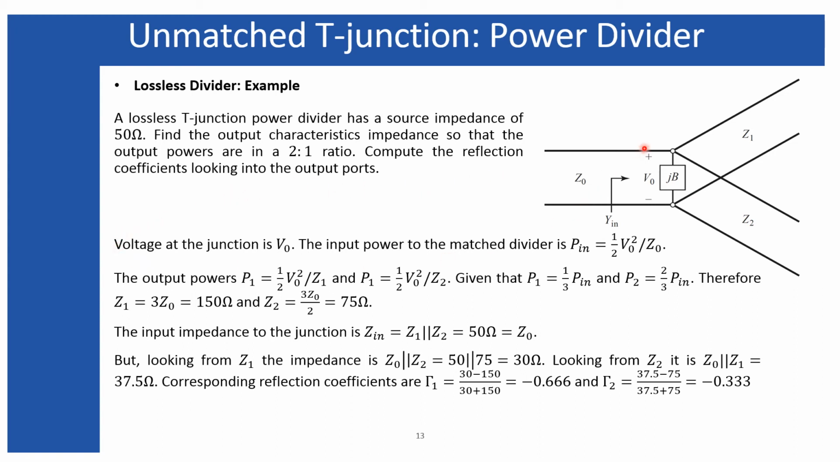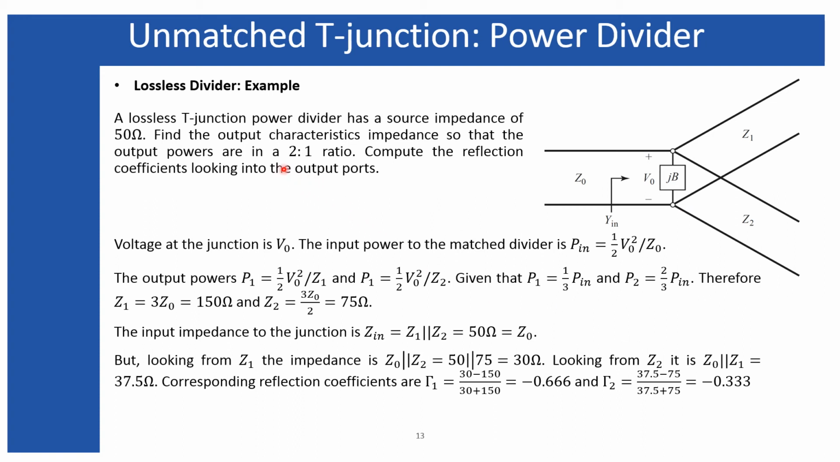So first, I'm assuming the voltage across the junction is V0. Therefore, the input power to this divider will be what? This is the simple expression of this power due to the presence of the voltage across the junction, where Z0 is the characteristic impedance as well as the source impedance as stated by this problem. Now the power P1 is associated with divider 1 and P2 with divider 2.